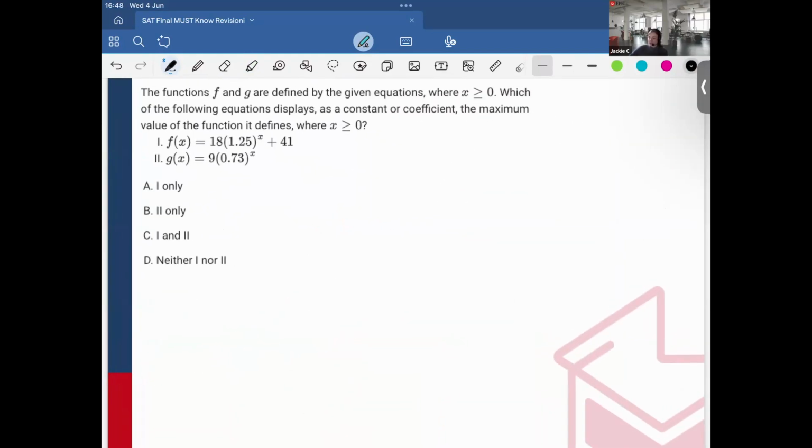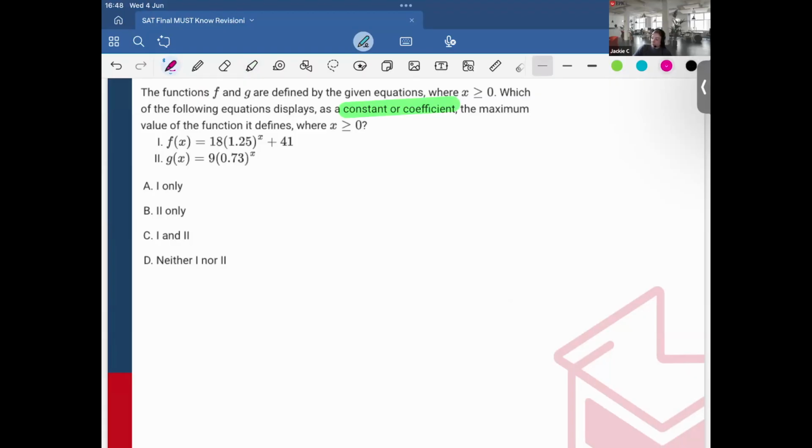So here it says the functions f and g are defined by the given equations where x is greater than or equal to 0. Which of the following equations displays as a constant or coefficient the maximum value of the function it defines where x is greater than or equal to 0?